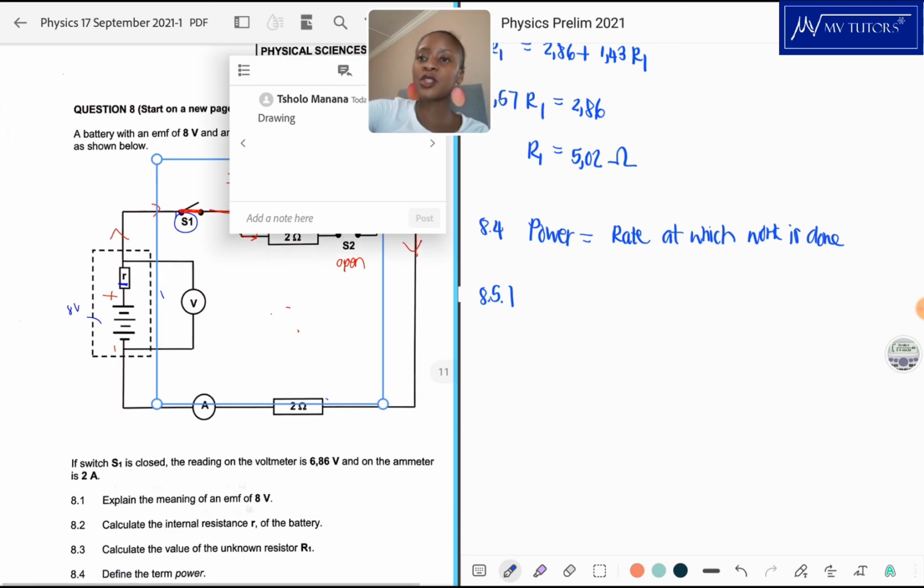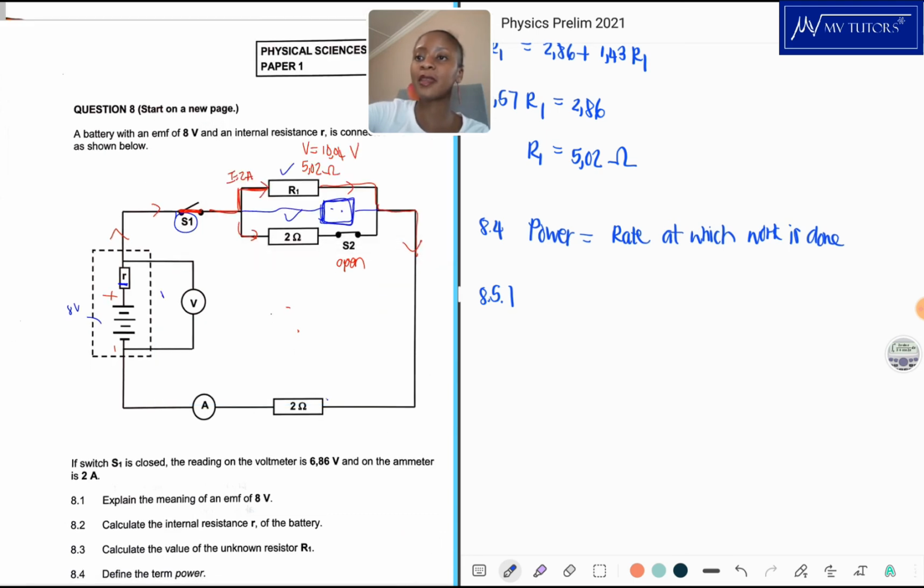Okay, so if I have my power equation, it's equal to V times I. Okay, there's another one where it says it's equal to V squared over R, if you change the I, you would have V over R. And if you change the V, you would have I squared times R. But let's just focus on this.